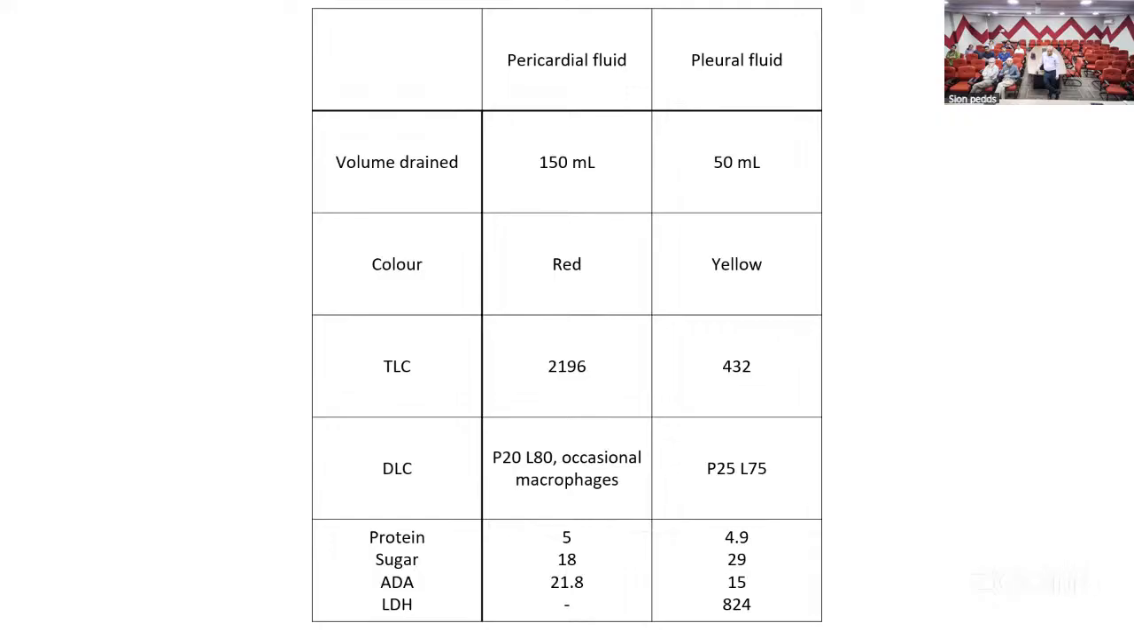The protein and the LDH levels in the pleural fluid are suggestive of exudative pleural effusion. The corresponding serum LDH was 911. It's suggestive of an exudative pleural effusion. The ADA is within normal limits, but we have suspected malignancy and TB. So for malignancy, we have sent cytology for both fluids, and for the TB, we have sent a GeneXpert Ultra to Hinduja. Reports are awaited for both.